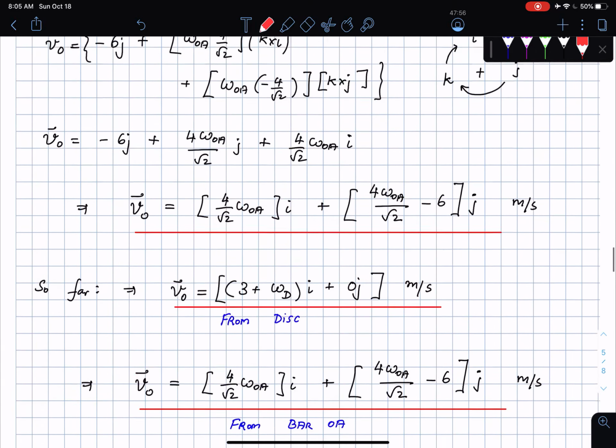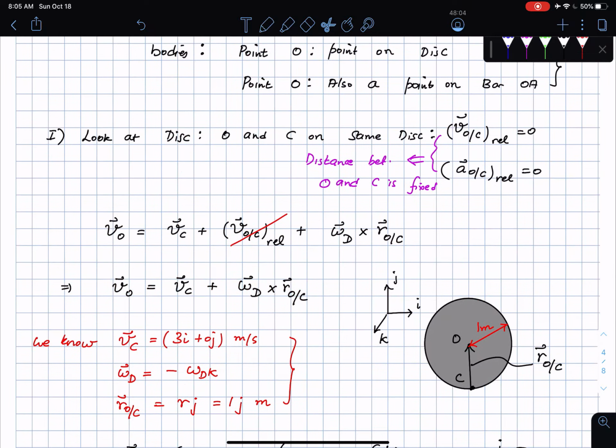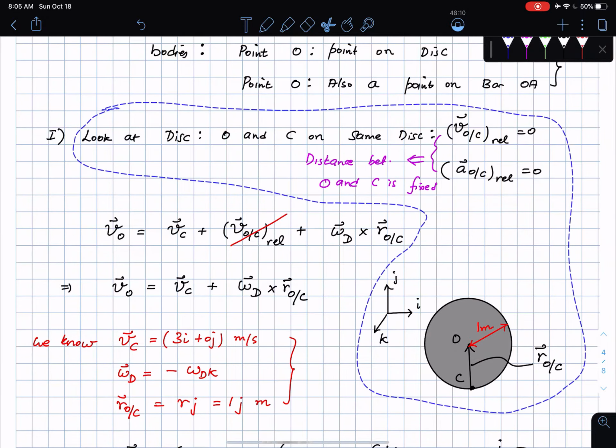So I'm going to zoom up a little here and let me look at the disk. Okay, so I'm looking at the disk. I'm going to grab some of these things.